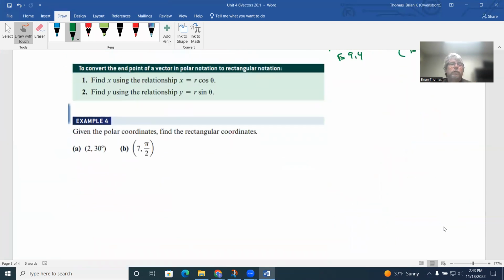Again, if I want to find the endpoint of a vector in polar notation and convert that to rectangular notation, we have these formulas here. To find the x-coordinate, we use the cosine of theta. And to find the y-coordinate, we use the sine of theta.